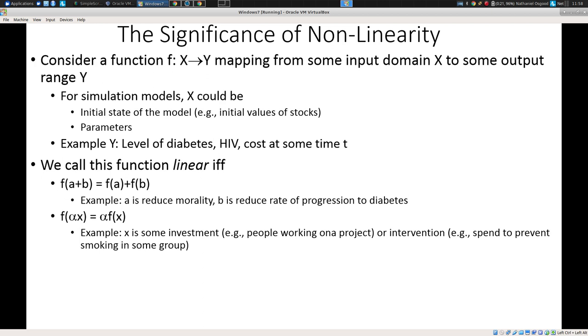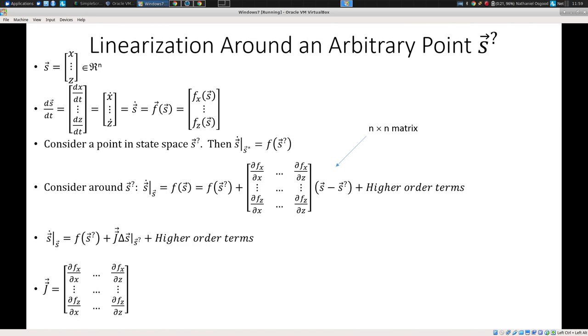The second of these factoids, F of alpha X equals alpha F of X. Suppose alpha were zero. Suppose alpha is zero. For a linear system, it has to be the case that F of zero times X, in other words, F of zero, has to equal alpha times F of X. And what is alpha? Zero. So it has to equal zero. So for a linear system, this thing that we were just talking about, we'll choose S star to be zero, goose egg, and then F of S star is just zero.